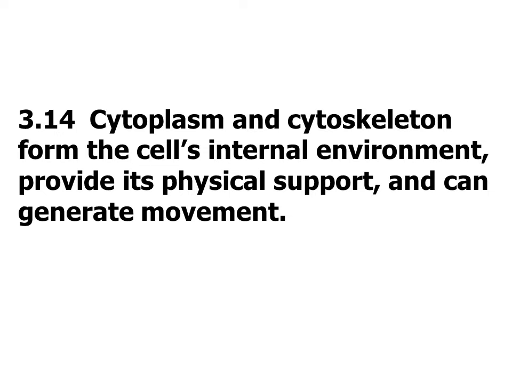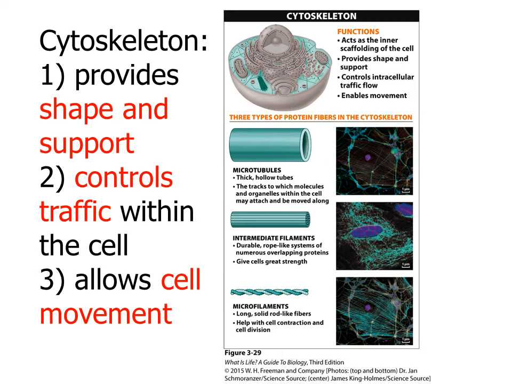Alright, another part of the cell we want to talk about is the cytoplasm and cytoskeleton. They form the cell's internal environment and provide physical support and generate movement. So cytoplasm and cytoskeleton are present in prokaryotes as well. Cytoplasm is what forms the internal environment. It's kind of like a jelly substance. And then the cytoskeleton is what's providing the physical support and generating movement.